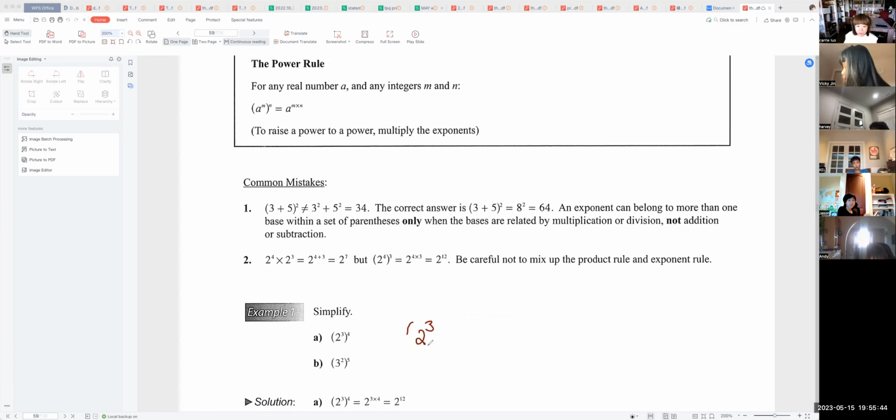OK, so let's take a look at this one. 2 to the power 3, power 4. Everybody, equals what? Equals 2 to the power 3 times 4, equals 12. 12, right? And this one is 3 to the power 10. Very good, very good.